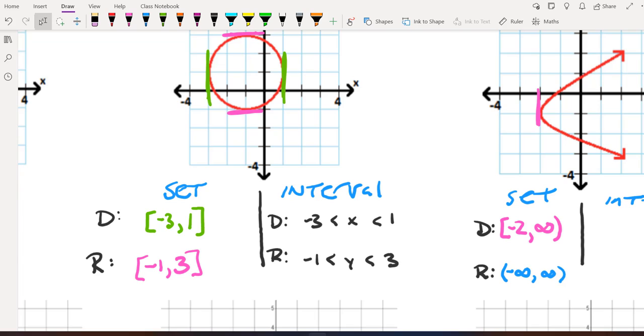-3. Do we have an equal sign? Yes, we have a square bracket, solid. We throw in the equals. 1. We have a square bracket and a solid line. Do we include the equals? Yes. There we go. Range, -1. Yes. Square bracket, solid line. Include it. y, 3. Yep, square bracket. Good. Easy. Just keeping it straight in your head. That's what it's going to look like.